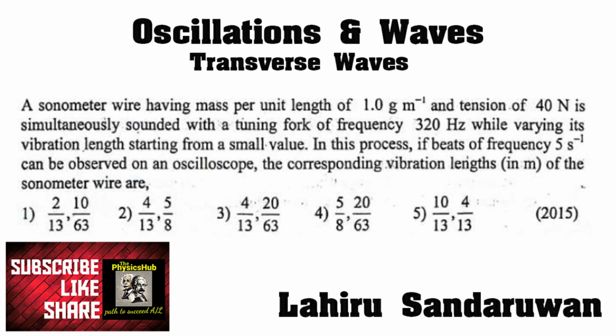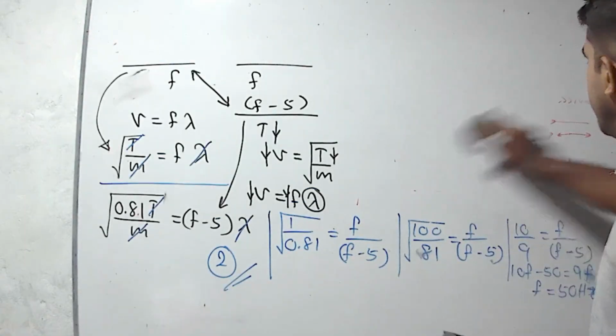A sonometer wire having mass per unit length 1 gram per meter and tension of 40 Newton is simultaneously sounded with a tuning fork of frequency 320 Hz, while varying its vibration length starting from a small value. In this process, if 5 beats of frequency can be observed on an oscilloscope, what is the corresponding vibration length in meters of the sonometer wire? 5 beats can be heard.